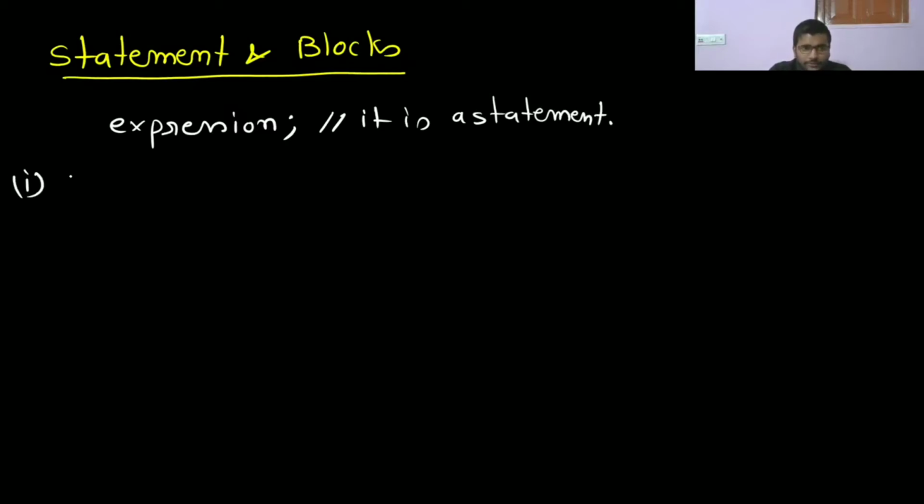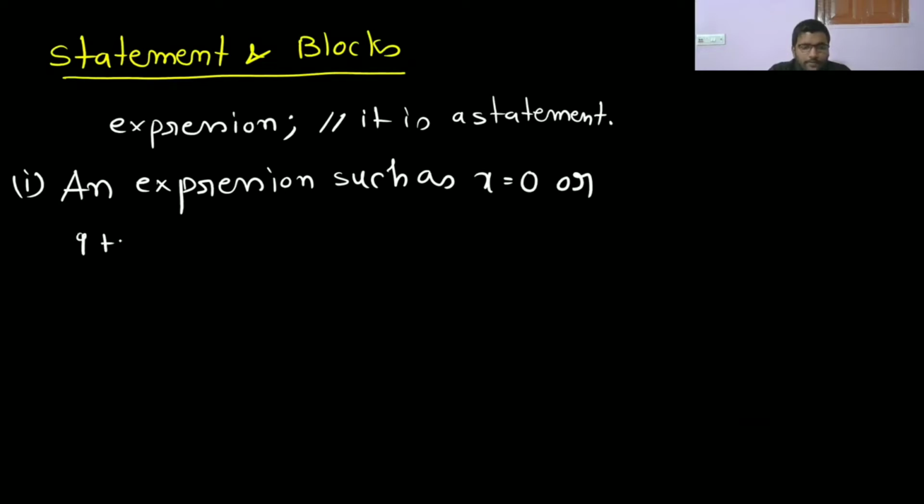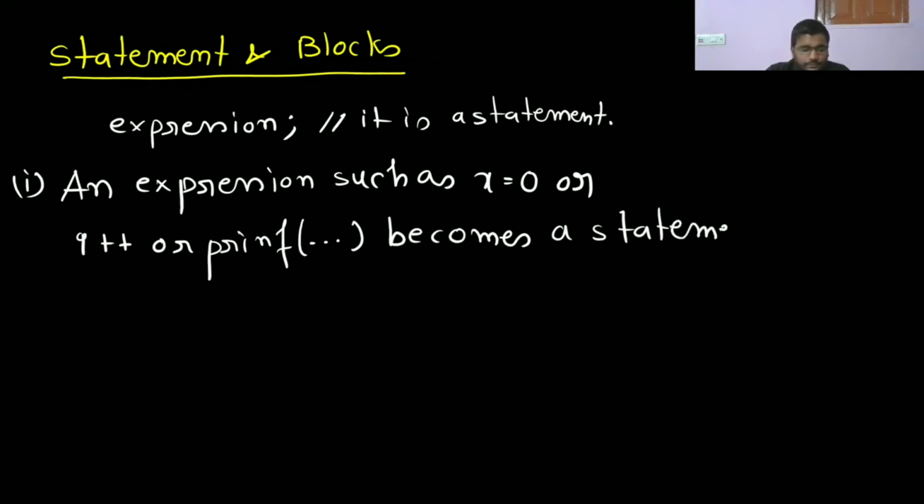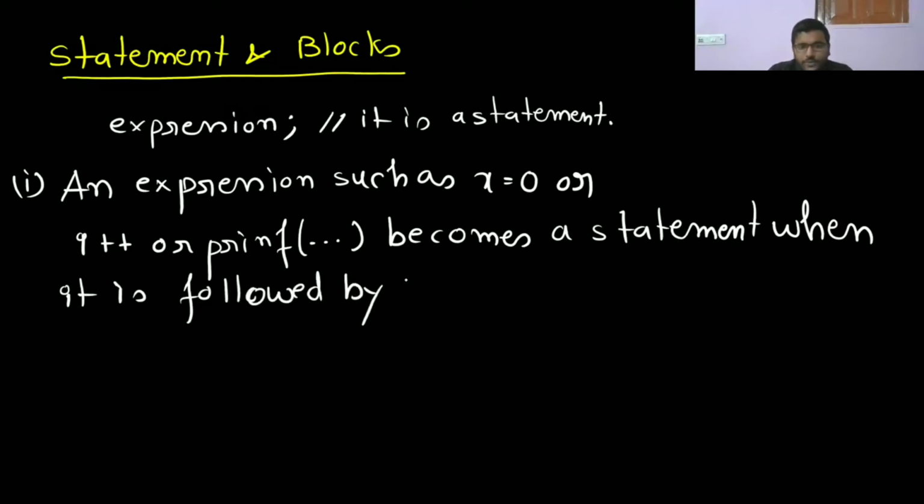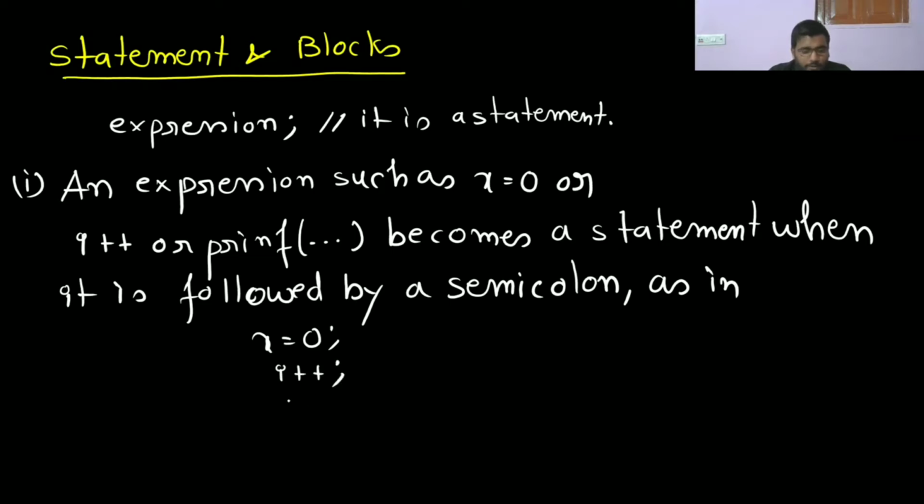An expression such as x equal to 0, or i plus plus, or printf becomes a statement when it is followed by a semicolon. Like x equal to 0, it's a statement. i plus plus, it's a statement. So whenever you write an expression and after the expression give a semicolon, then it's a statement. And printf, it's a statement.